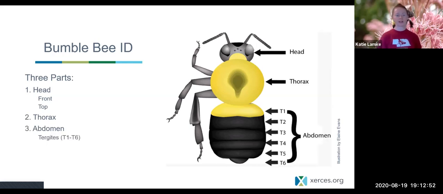And then you want to look at the abdomen. And the abdomen is split up into 6 different sections that we call tergites. So tergite 1 or T1 is closest to the thorax, and tergite 6 or T6 is basically the butt of the bee where you would see the stinger. And so each one of these tergites or abdominal segments can have a different color on it. So you just want to notice the different patterns on the abdomen.